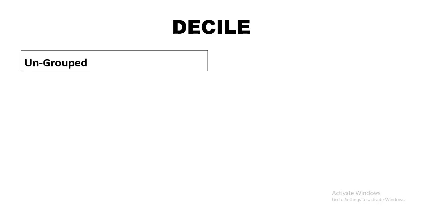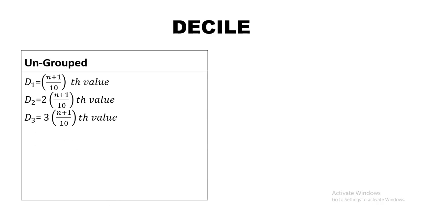So the formula for ungrouped distribution is D1 equals (n plus 1) divided by 10. D2 is equal to 2 times (n plus 1) divided by 10. D3 is equal to 3 times (n plus 1) divided by 10. So if we are talking about D9, D9 is 9 times (n plus 1) divided by 10.